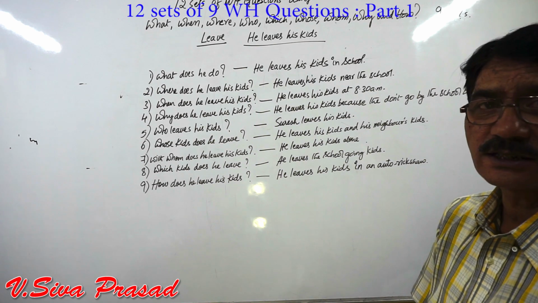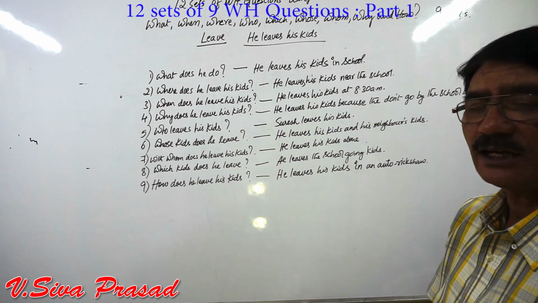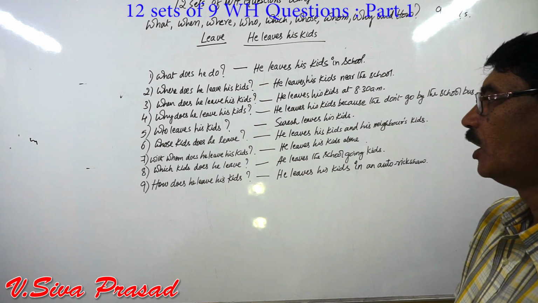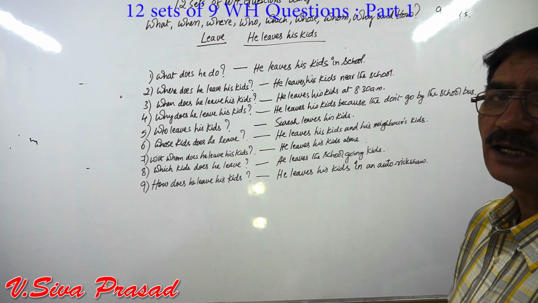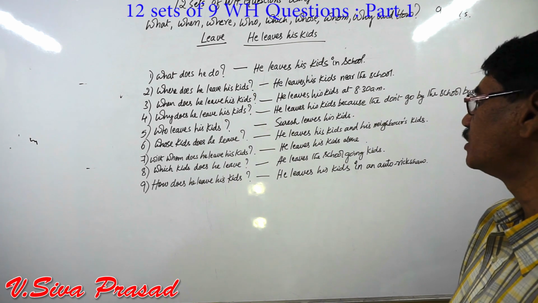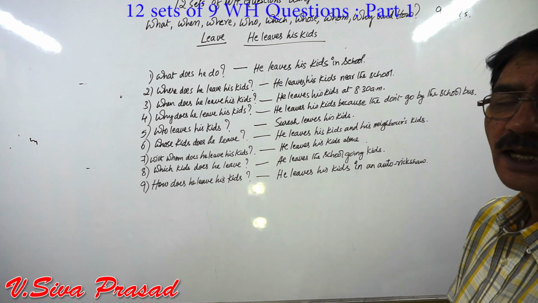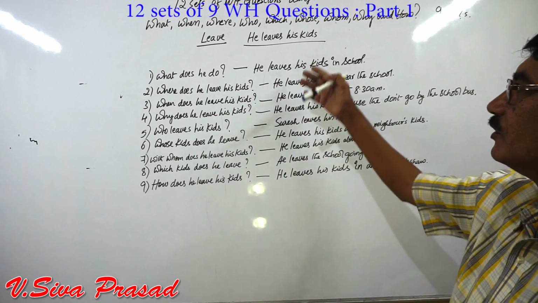Who leaves his kids? Suresh leaves his kids. Whose kids does he leave? He leaves his kids and his neighbor's kids. With whom does he leave his kids? He leaves his kids alone. Which kids does he leave? He leaves the school-going kids. How does he leave his kids? He leaves his kids in an auto rickshaw. That is the first set.